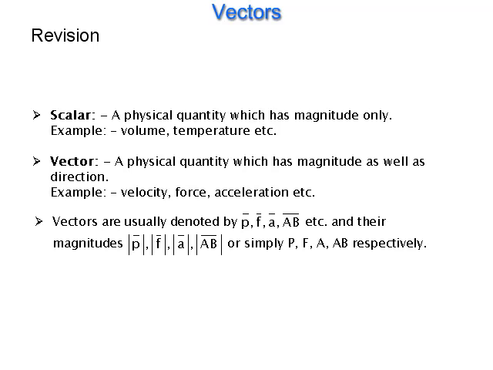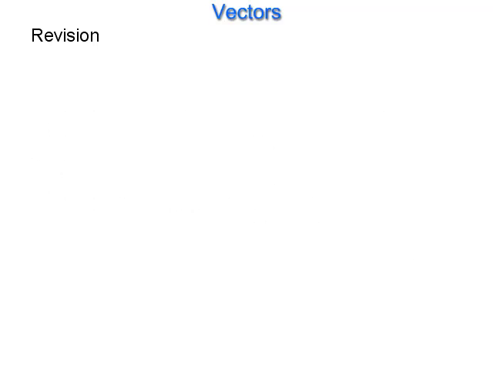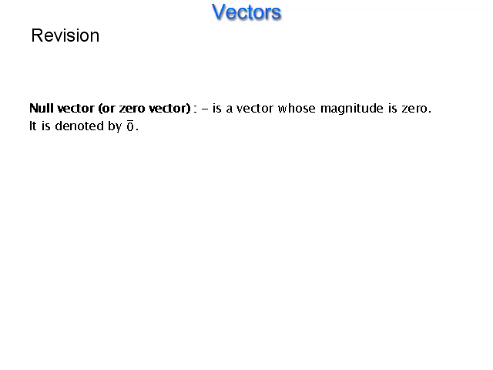Vectors are usually denoted by p bar, f bar, a bar, ab bar, etc. and their magnitudes by mod of p bar, mod of f bar, mod of a bar, mod of ab bar, or simply p, f, a, ab respectively. A vector whose magnitude is 0 is called the zero vector or the null vector. It is denoted by 0 bar.